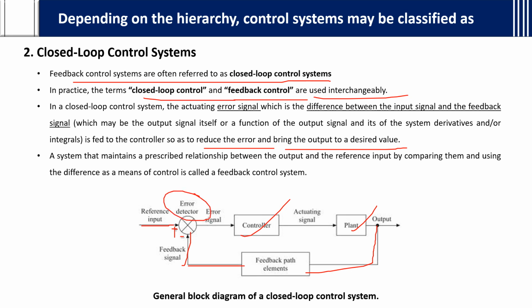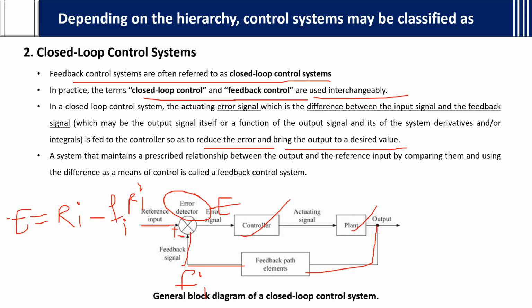The error will be detected by this summing point. The error will be detected in such a way that the reference input Ri minus the feedback input, which we take as Fi, will be the error signal. E will be the error signal. The error detector will detect the error signal of Ri minus feedback. This is Fi and this is Ri. So Ri is plus and Fi is minus.